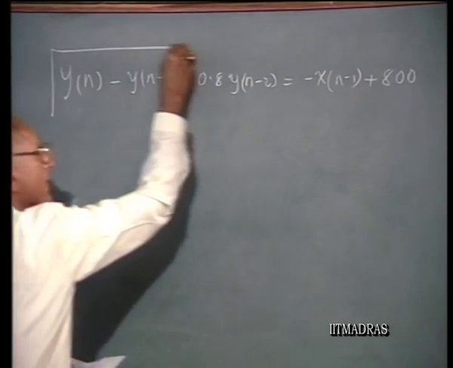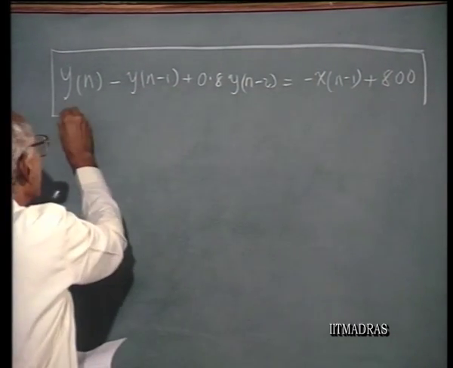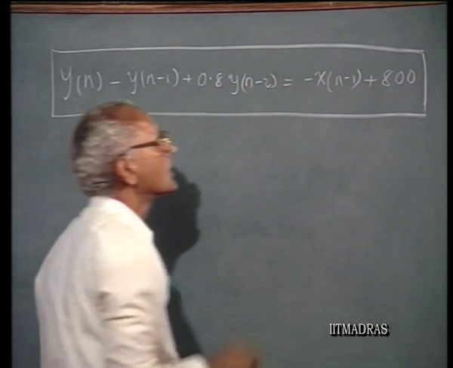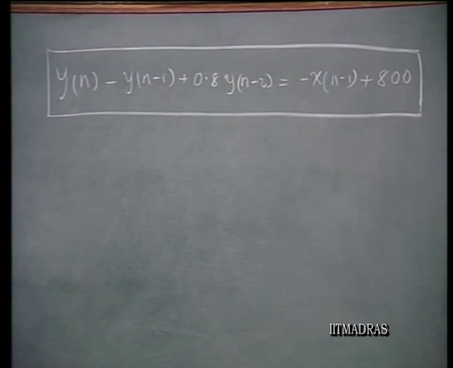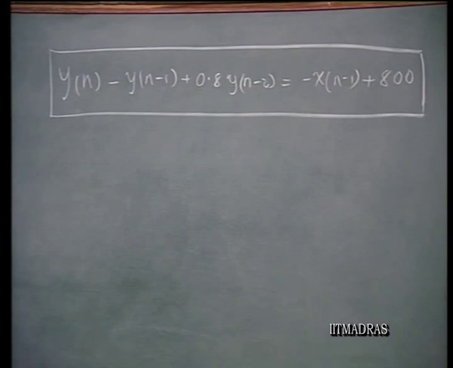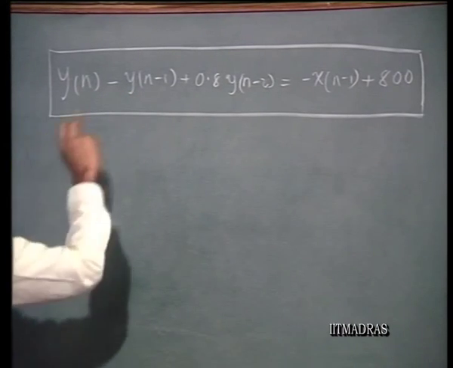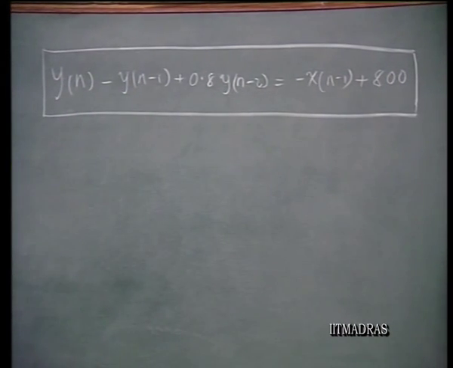So, this is an equation which will enable us to calculate the number of persons in the organization at any year n in terms of the values of yn in the previous years, previous 2 years, and also the number of people leaving the organization in the n minus 1th year.